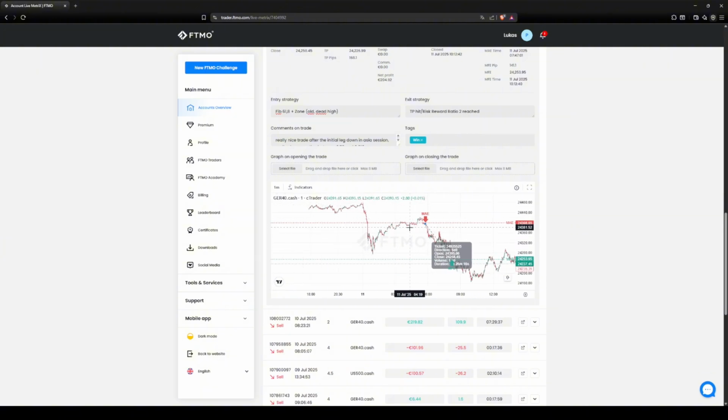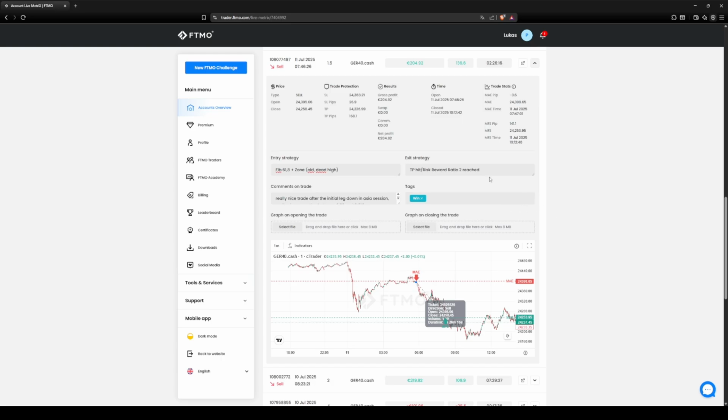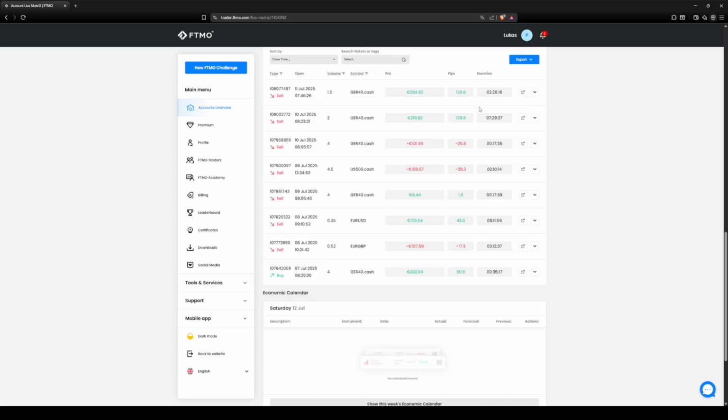And if you want me to show the trades to you on TradingView also in the future, just let me know in the comments, because for now I just wanted to show it here and show you how I journal my trades within FTMO.